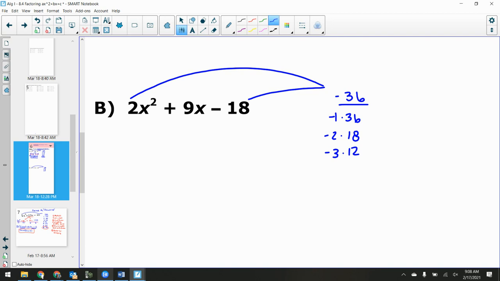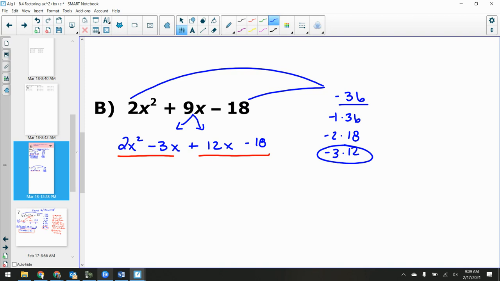Negative 3 times 12 is negative 36. Negative 3 plus 12 is a positive 9. So therefore, these are my two factors. So 2x squared, my first remains the same, my last remains the same. I rewrite, and again, that's where it gets its name, factor by rewrite. I rewrite the middle number to be my two factors that I've found. Always put the negative factor first when there's one of each. All right. Underline my first two, underline my last two, and I factor by grouping.